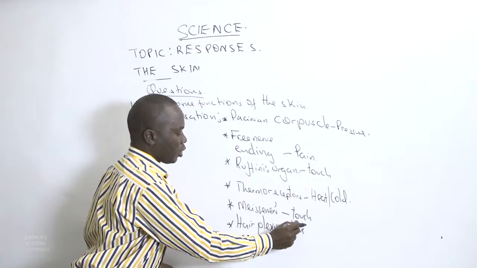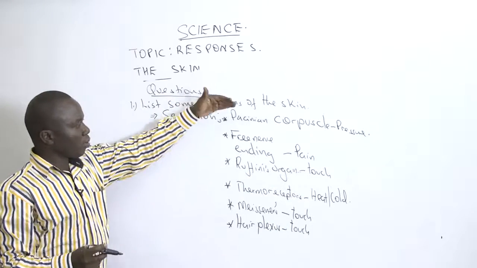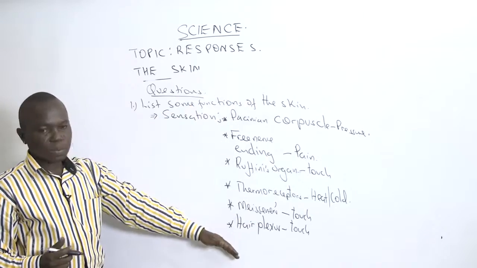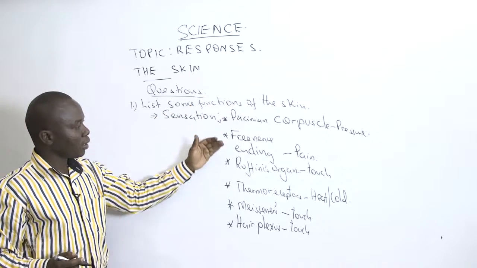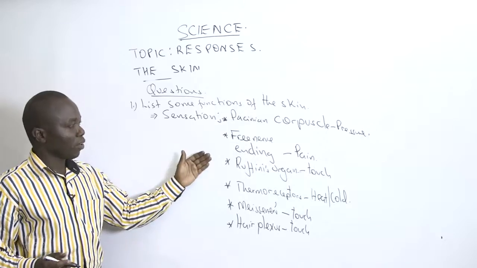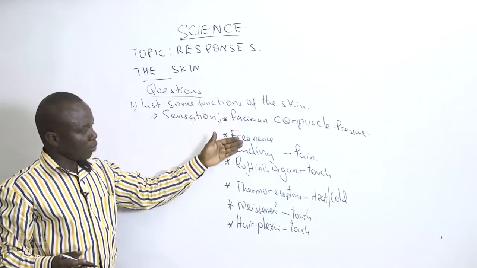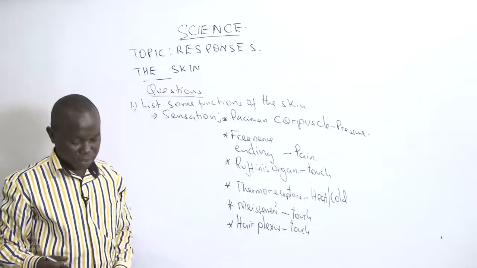and the hair plexus for touch. So this is one role, but for it to be appreciated, we have to find out what are those structures under the skin that perform the following. So it's a sense organ because of these several structures.